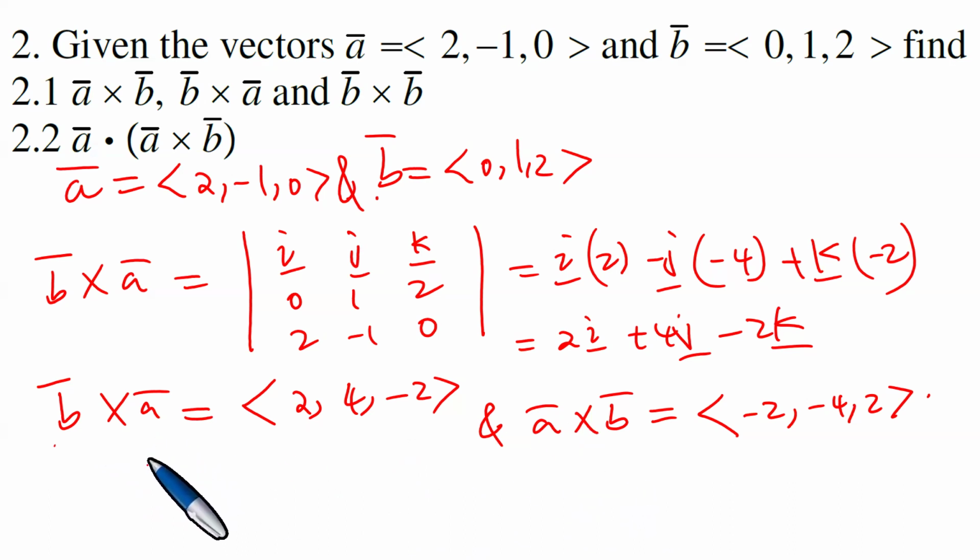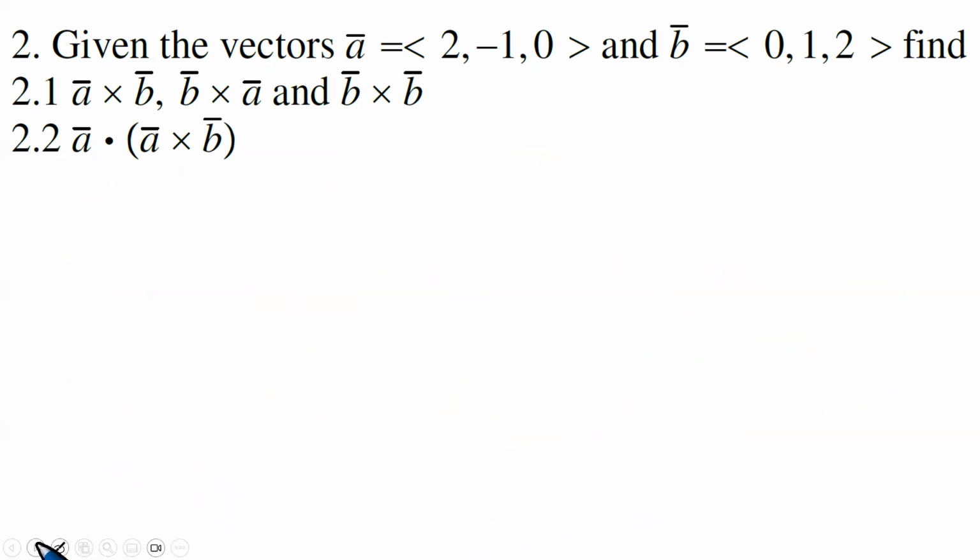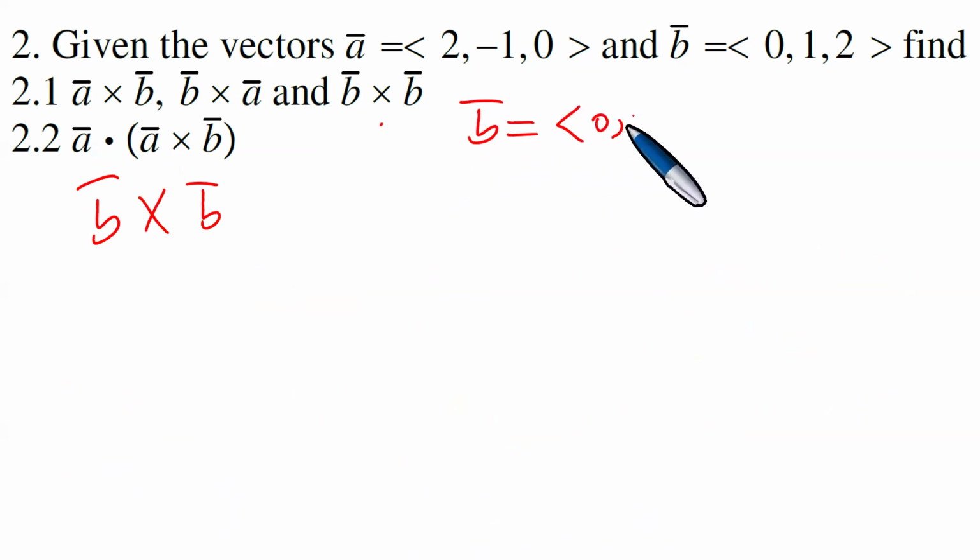Let me actually give a small activity. What do you think B cross B is? Given that the vector B is 0, 1, 2, what is B cross B? You have 1 minute to try this one. As soon as you're done, please let us know. We're doing B cross B.